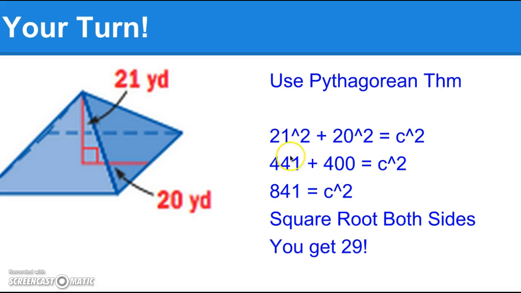Okay, so here's the work that you need. 21 squared plus 20 squared is equal to c squared. 441 plus 400 gives me 841. If I square root both sides, we get 29 yards for the answer.